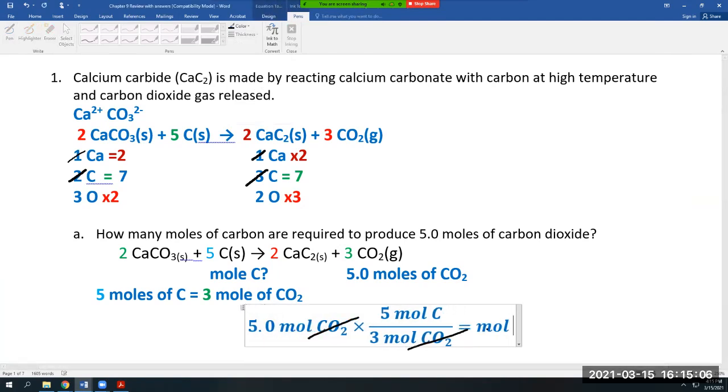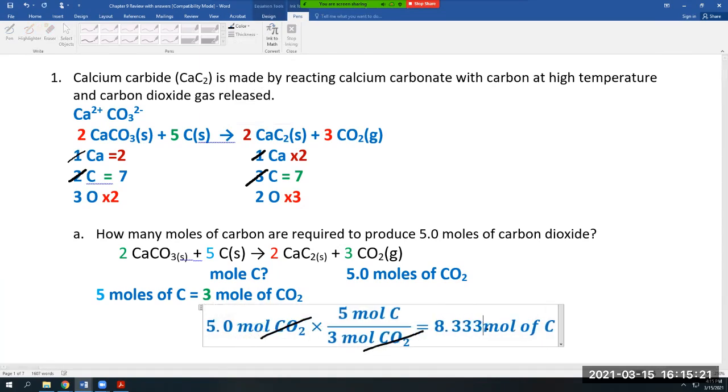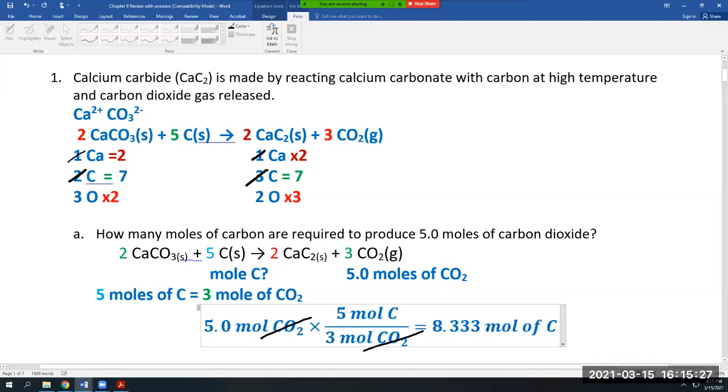Moles of C is going to be our final unit there. So in the calculator, you do 5 times 5 divided by 3, and it's 8.333. So we need to round this to the number of sig figs we have given. And here, the given amount has 2 sig figs, 5.0 is 2.